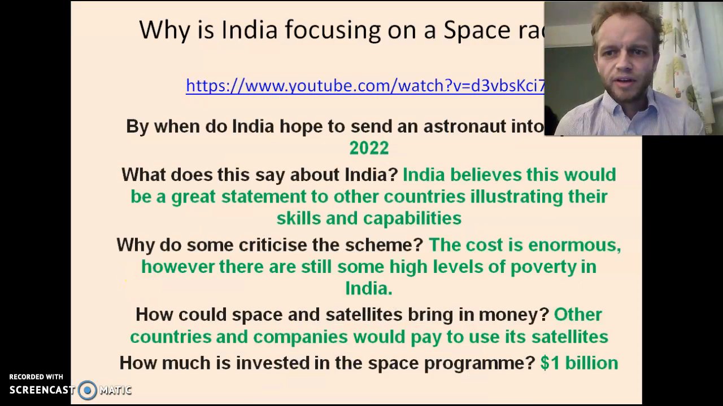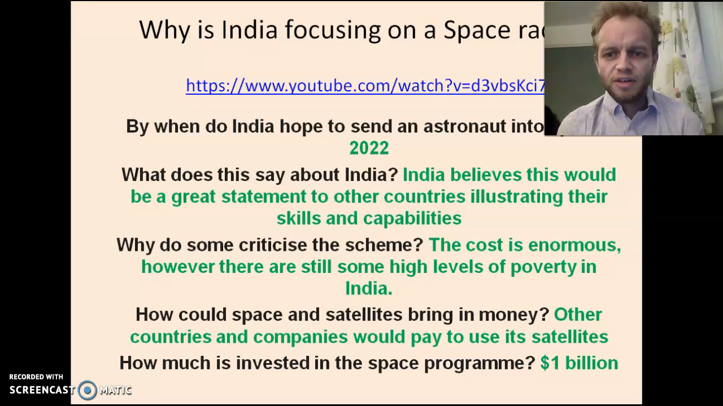Okay, so India hoped to send an astronaut into space by 2022. It's looking a little bit unlikely now, but who knows what happens in the future. We'll see. What does this say about India? It is a big statement to be able to send an astronaut into space. So it says that India has the technical ability to do that. It has the skills, it has the people and the knowledge to be able to do that. It's a fantastic thing. It would be one of only several countries who have done that in the past. So it's a big, big geopolitical statement to other countries.